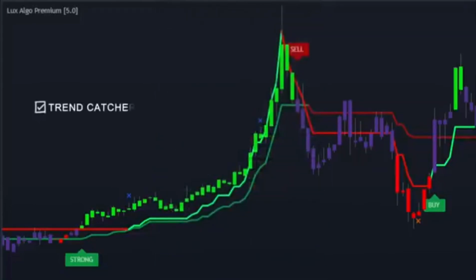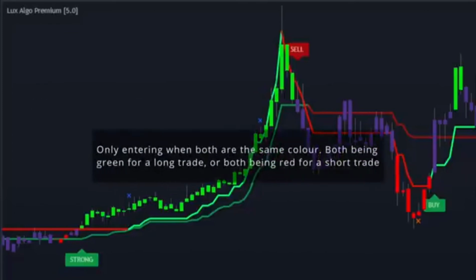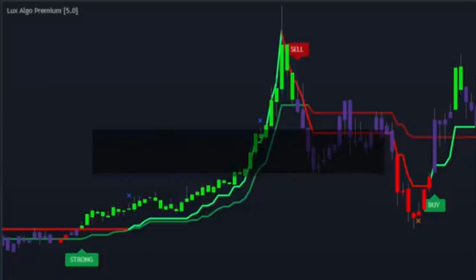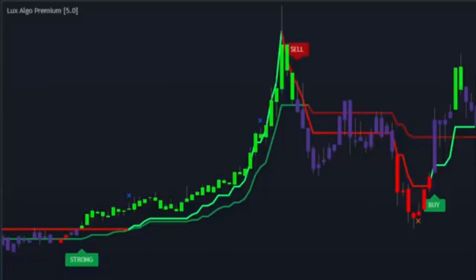Using the trend catcher and trend tracer together, you could choose to enter a trade under safer conditions, only entering when both are the same colour, both being green for a long trade or both being red for a short trade. Waiting for both to be the same colour before entering a trade helps to avoid fake outs or false signals.